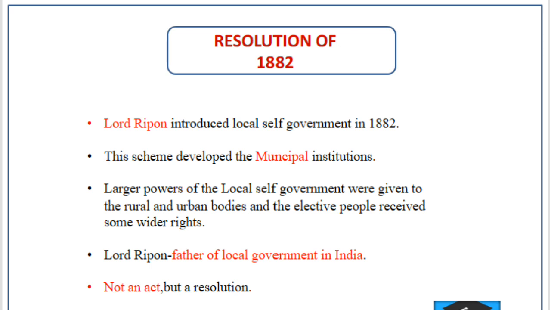He led a series of enactments in which larger powers of local self-government were given to the rural and urban bodies, and the elective people received some wider rights. Lord Ripon is known as the father of local self-government in India. This was not enacted by any act. Therefore, it remains only as a resolution that was passed in 1882.